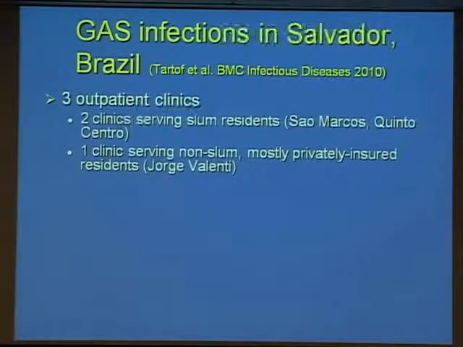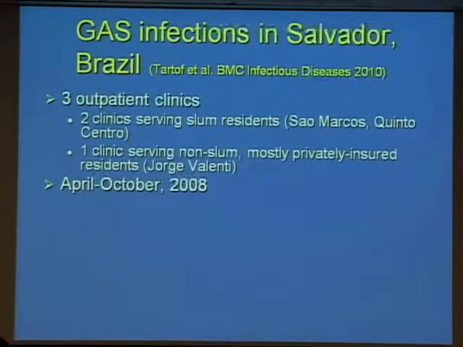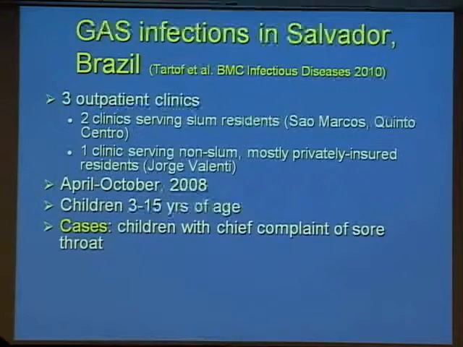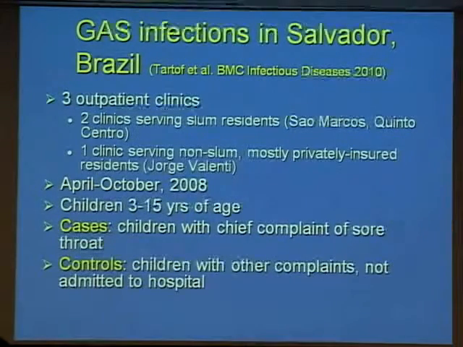So what we did was we started this project looking at three outpatient clinics. This was done by Sarah Tartoff, who was a PhD student and spent 2 years there. Two of the clinics we looked at serve slum residents, and one served privately insured residents. This was done between April and October 2008. We looked at kids between the ages of 3 and 15. Cases were defined as those with a chief complaint of sore throat, and controls were children with other complaints who came to these clinics but were not admitted.